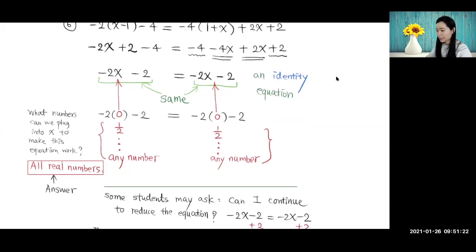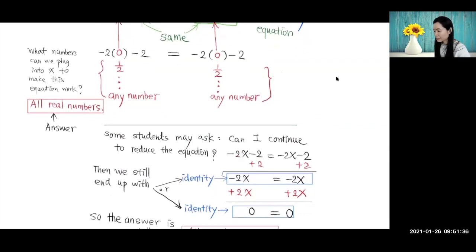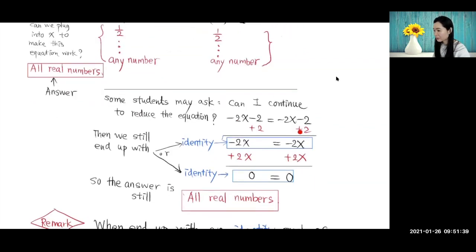Now some of you might ask, can I continue to reduce this equation? Because you kind of feel uneasy, I still have the x over here, right? So can I continue? If I continue to reduce it, I can add 2 on both sides of the equation. Then I end up with negative 2x here, and then negative 2x on the right side. Both sides are still identical. So again, I get an identity. Then the answer will be all real numbers.